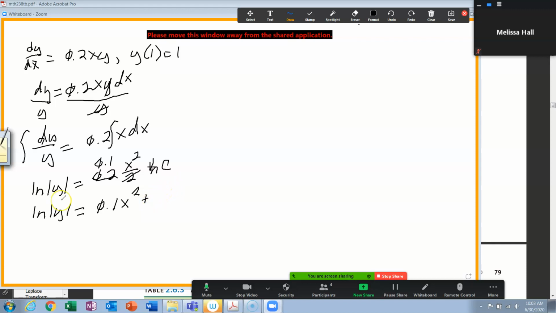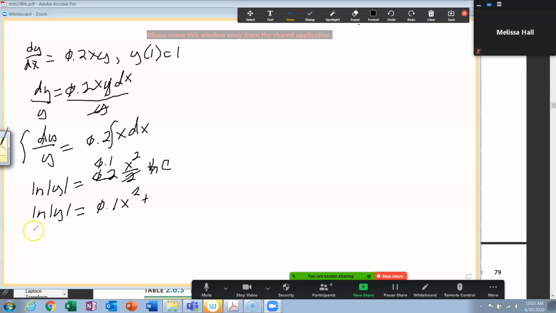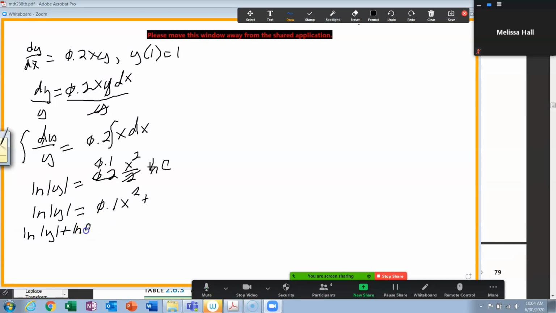Okay, so let's subtract the log c from both sides and move it over here, making this log y plus log c. I changed signs on it, by the way. Forgive me that. Make this a minus log c here, and then we're adding it. Okay, I want it plus. This is equal to 0.1 x squared.